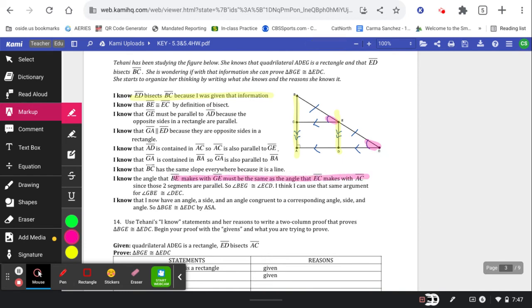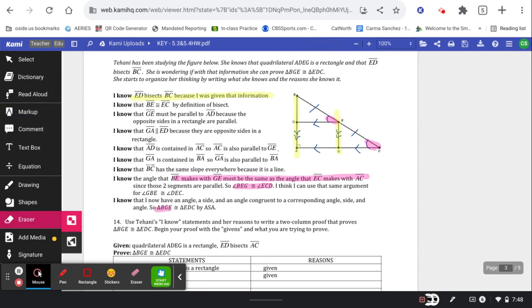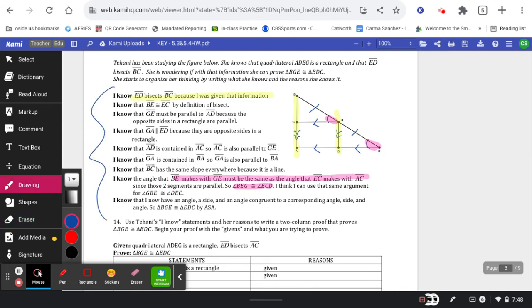Since those two segments are parallel, those are corresponding angles. Okay, so angle BEG, I just marked that, is congruent to angle ECD. I just marked that. I now know that I have an angle, a side, and an angle congruent to the corresponding angle, side, angle. So I have this triangle congruency by ASA. Okay, so this here is like the thought process.